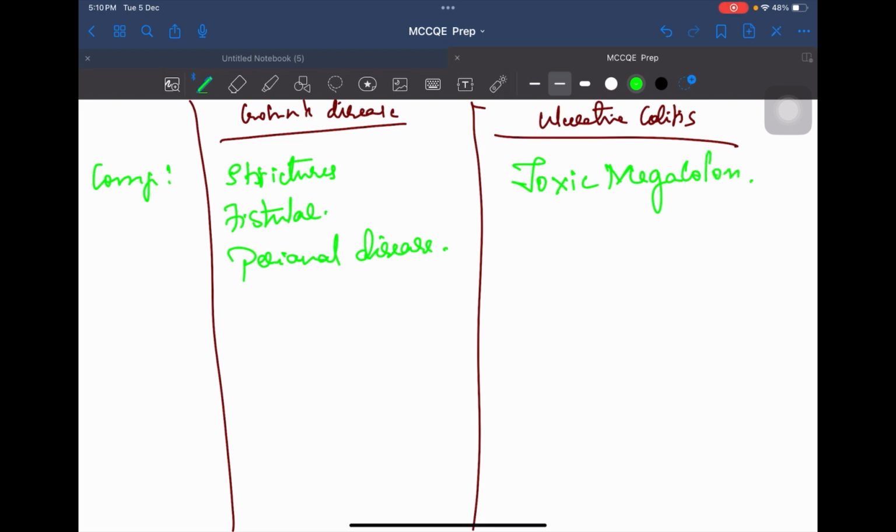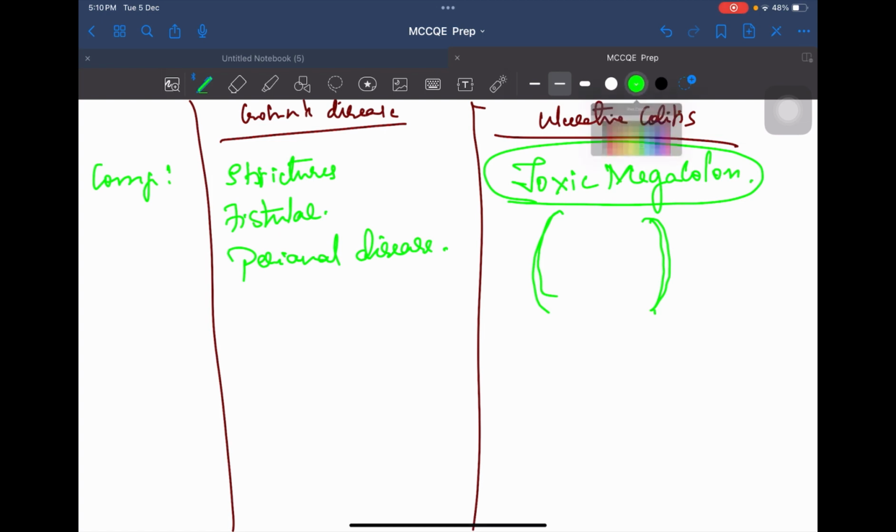Toxic megacolon usually happens after there is presentation with crypt abscesses, diffuse ulcerations, and total gland disruptions. All of these will cause toxic megacolon. Maybe after an infection, the colon will just distend and become toxic megacolon.